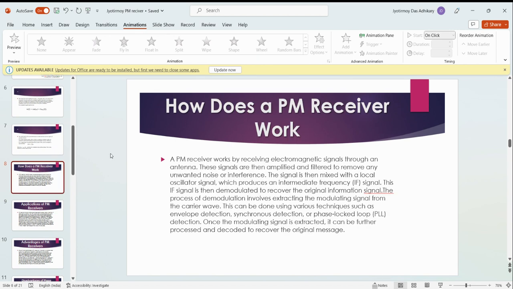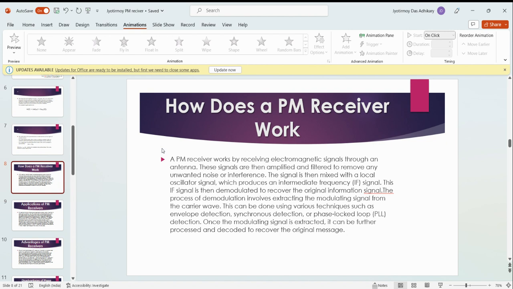So next topic. How does a PM receiver work? A PM receiver works by receiving electromagnetic signals through the antenna. Those signals are then amplified and filtered to remove any unwanted noise and interference. The signal is then mixed with a local oscillator signal, which produces an intermediate frequency signal. This intermediate frequency signal is then demodulated to recover the original information signal.